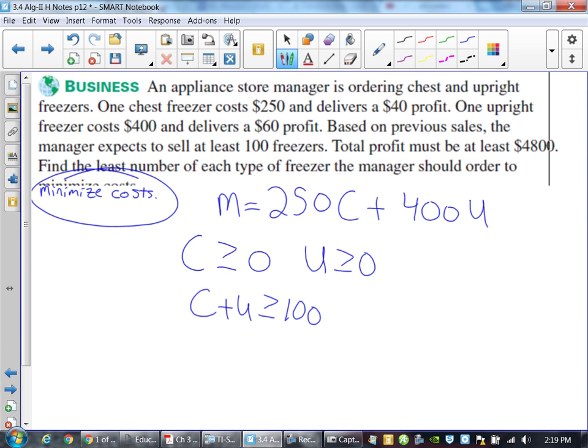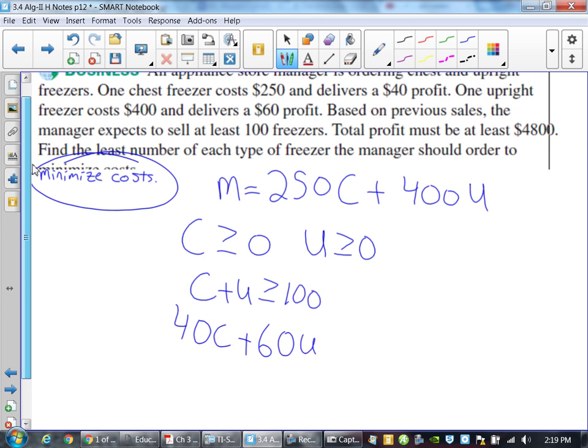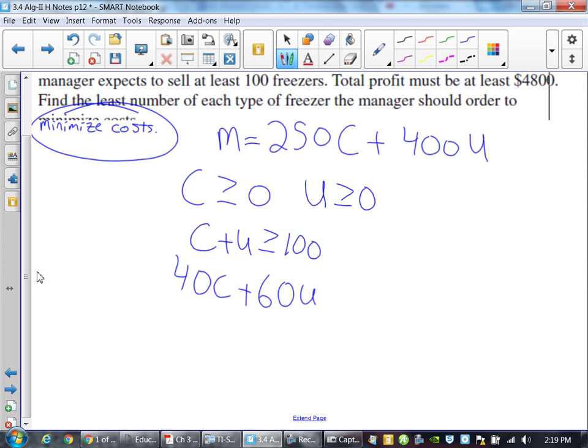And what's the last bit then? We haven't talked about profit. The profit must be at least $4,800. So how much profit do you make on a chest freezer? $40 on a chest freezer. Plus, was it 60 on the upright? Yep. And it has to be at least $4,800. And this allows us to create our shaded region.